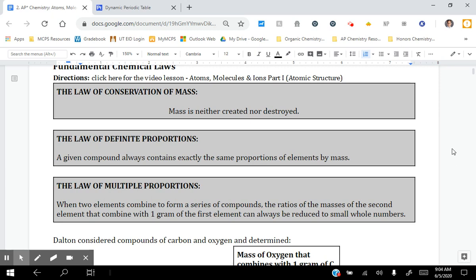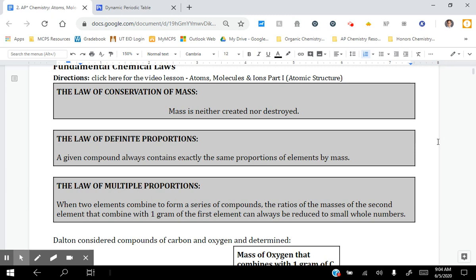As a result of these things, scientists were able to measure the masses of elements within compounds and came up with these two laws, the law of definite proportions and the law of multiple proportions. The law of definite proportions says a given compound always contains exactly the same proportions of elements by mass. So, for instance, CO2, which we'll talk about in a minute, always has 32 grams of oxygen and 12 grams of carbon for a total mass of 44 grams. That proportion, those percent compositions, are always going to stay the same.